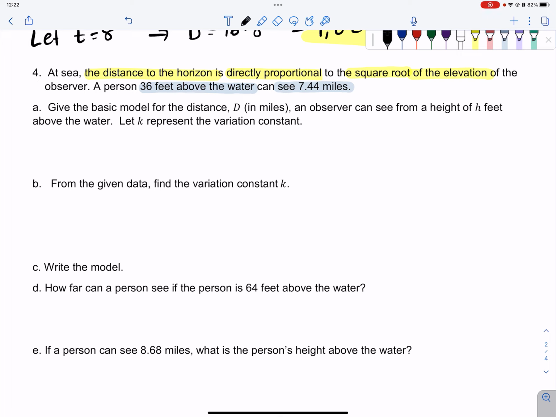So here we have that our distance, which I'm going to call d, is directly proportional to the square root of the elevation. So that means d is equal to k times the square root of the elevation, and here I'm letting elevation be h for height. So I have the square root of h. And now for the next part, I want to use my given data to find out what k is.